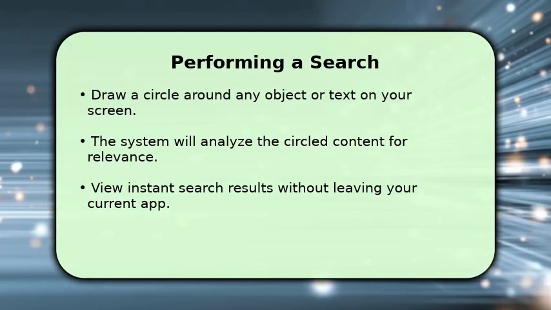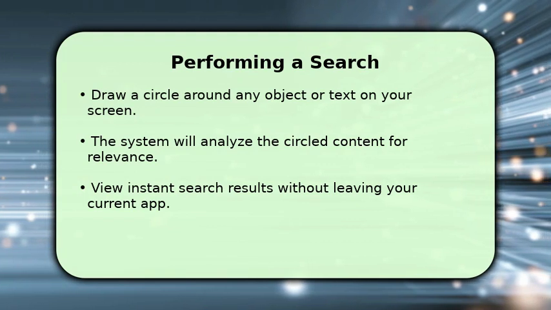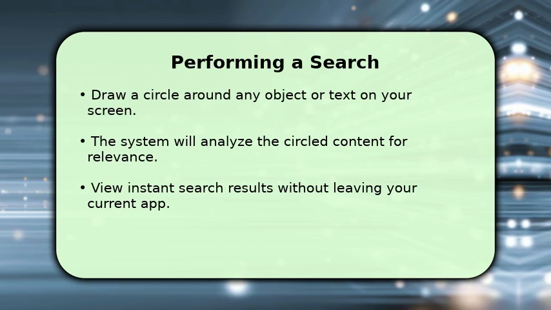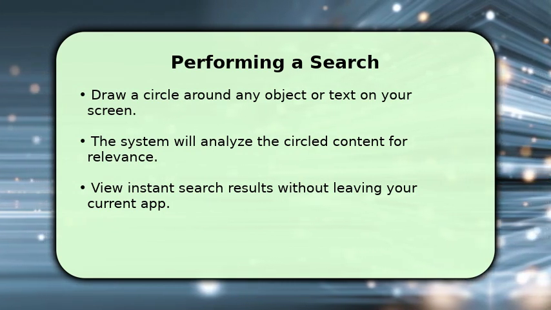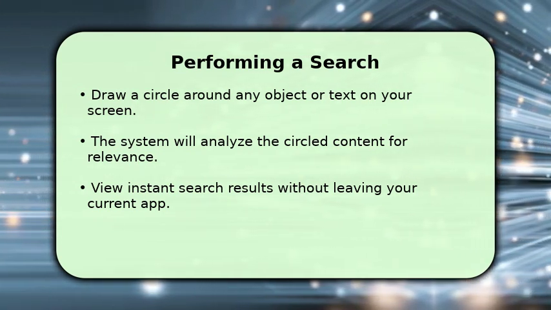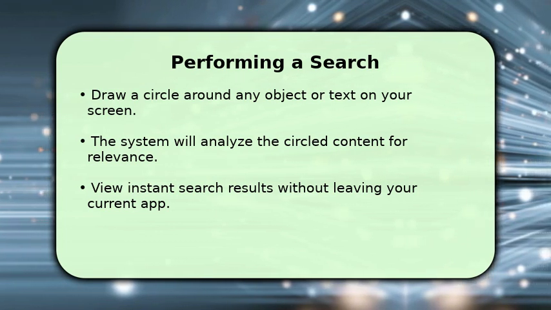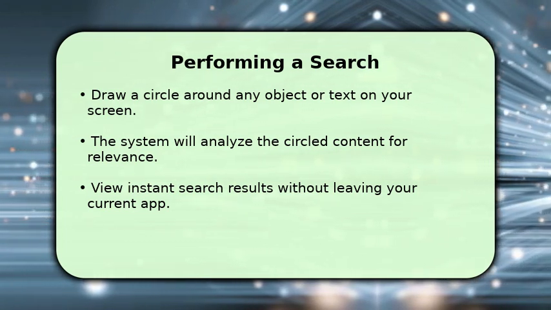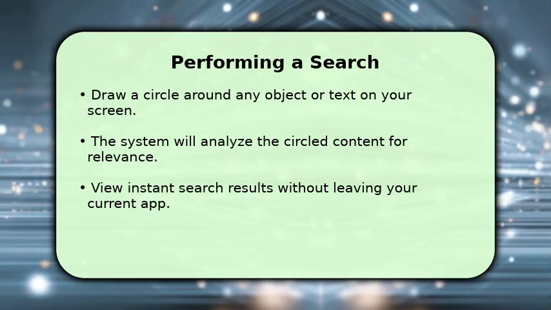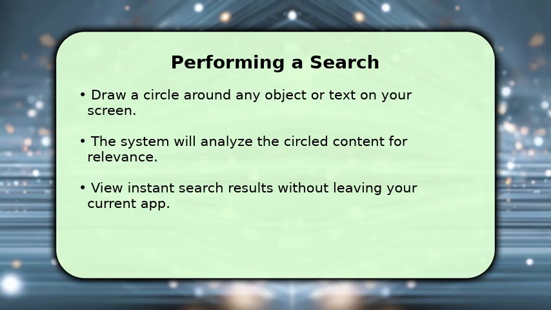With Circle to Search activated, simply draw a circle around any image, text, or object on your screen that you want to learn more about. The system will intelligently process your selection, identifying key elements. Almost instantly, relevant search results will appear at the bottom of your screen, allowing you to explore further without interrupting your current activity. It's a seamless way to get information.